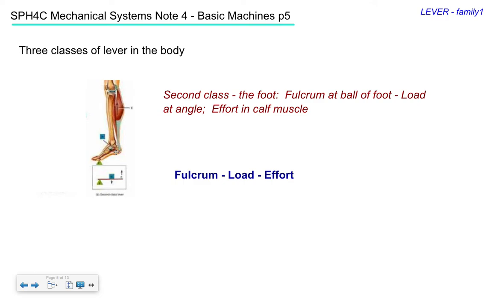You see, things aren't as simple as we typically make it, because in the body, the load is here. Obviously, what you're lifting is your entire mass, but it's constant. Again, we think of the concentration point or center of mass, and it would be right here at your heel. And the effort that allows you to do all this occurs in your calf muscle, right? So it's a second class lever. Fulcrum, load, effort, in that order.